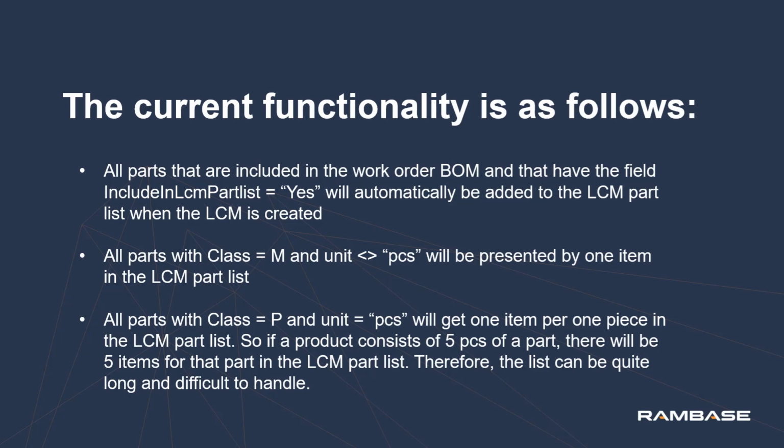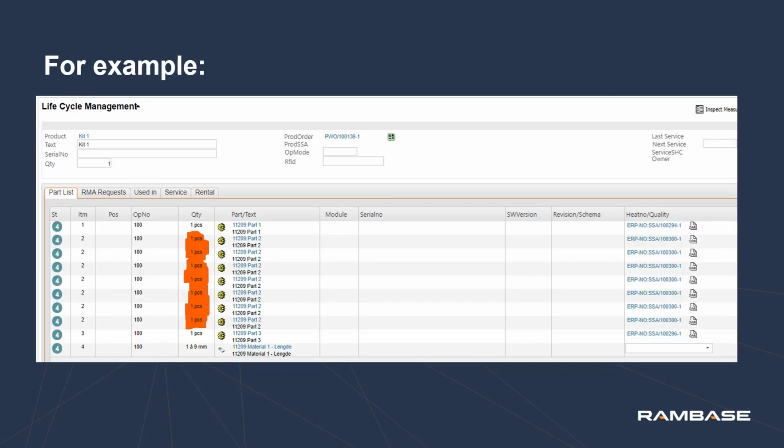All parts with class equals to P and unit equals to pieces will get one item per one piece in the LCM part list. So if a product consists of 5 pieces of a part, there will be 5 items for that part in the LCM part list. Therefore, the list can be quite long and difficult to handle. So, for example, you can see that this part has got one item per one piece of the part, and in bigger structures or in structures with more pieces of a part, the list will get quite extensive.